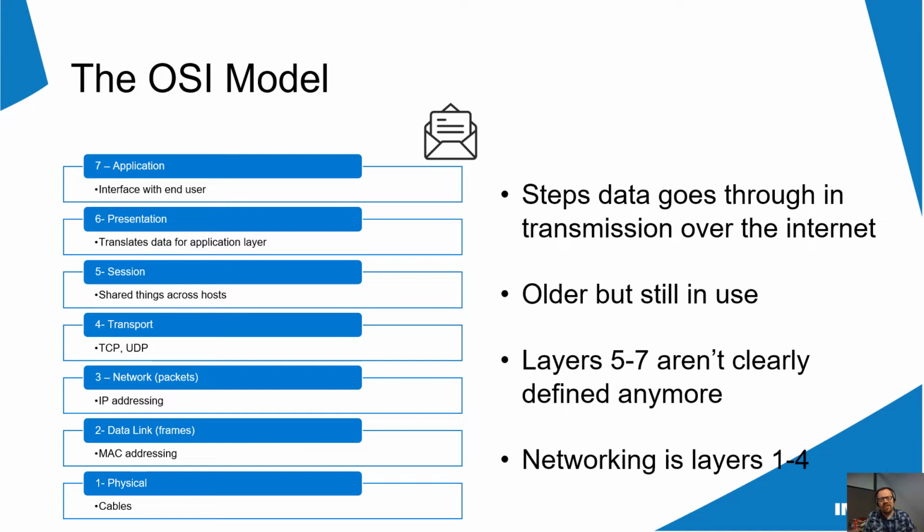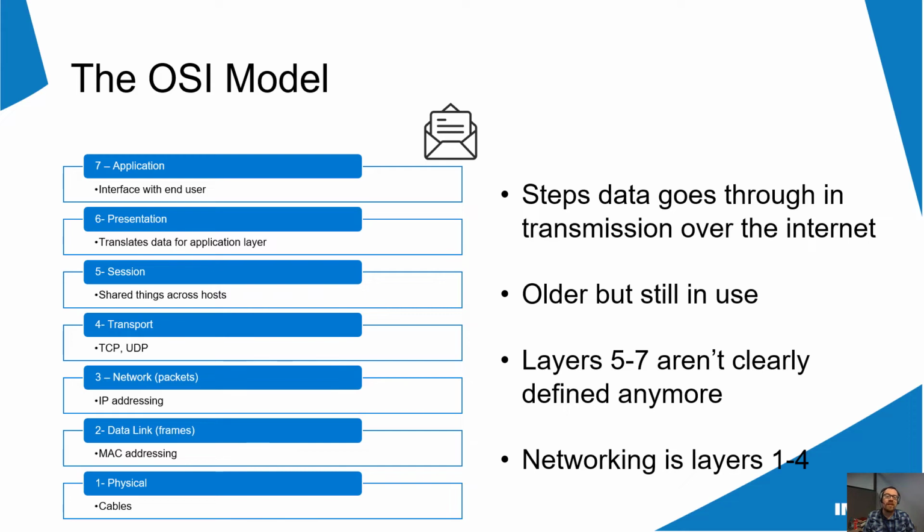It's older. Layers 5 through 7 are kind of starting to blend together in a lot of modern applications. But when people talk about cybersecurity, they're going to talk about things like Layer 4 security and Layer 7 security. So it's worth keeping them broken out in the OSI model. For today's purposes, networking is what we're talking about on layers 1 through 4.